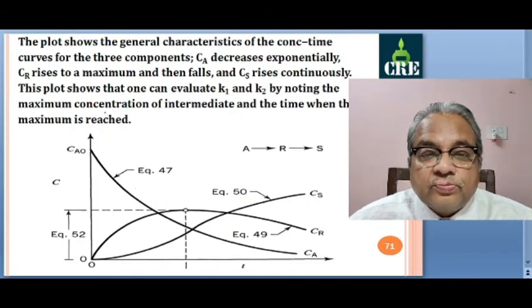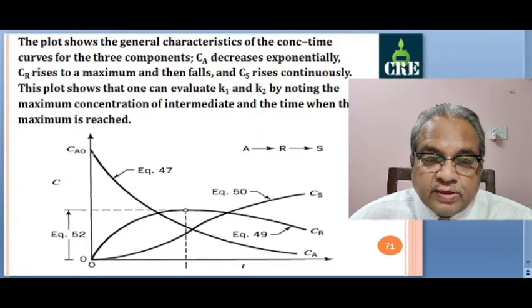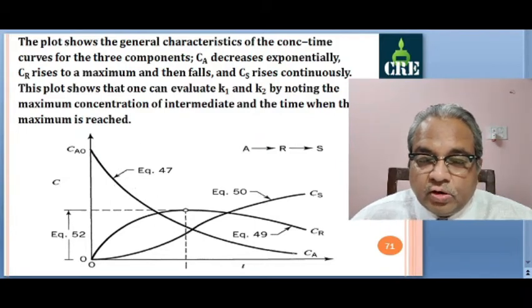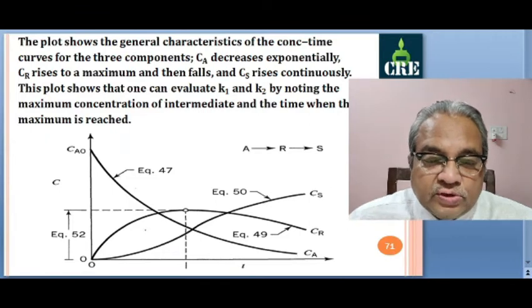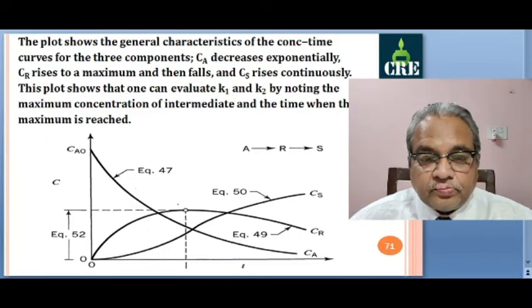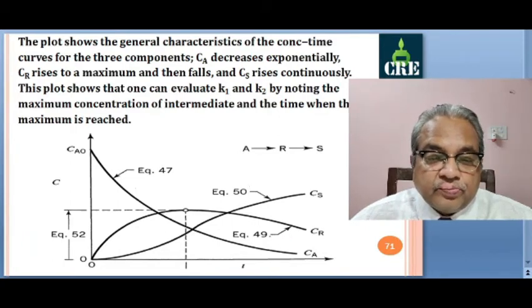Now what does this plot show? This is the general characteristic of the reaction A gives R gives S. CA is a first order exponential decay. So CA drops and goes asymptotic. So this will be 0 at some very high value of time, or we say time tending to infinity. Then these equation numbers are from the book. This is the equation for CA, this is the equation for CS, this is the equation for CR, all we have derived.